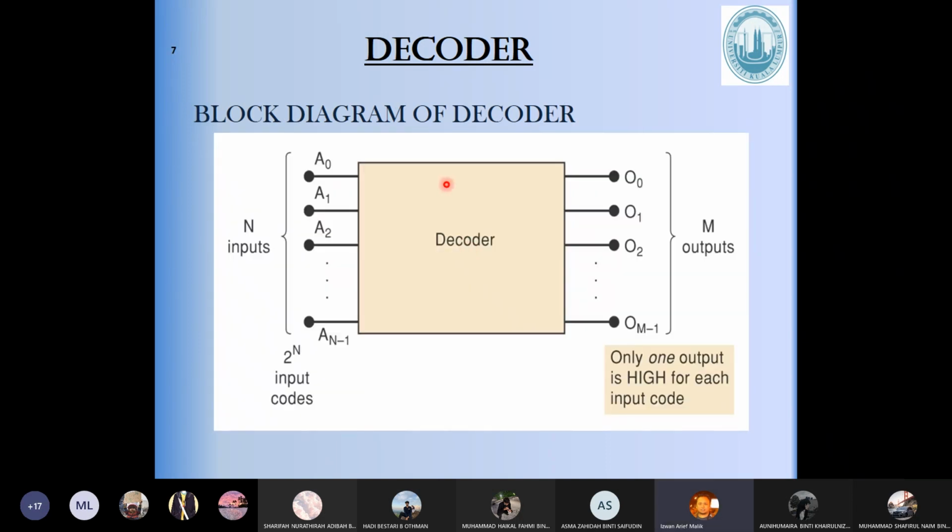Okay, so this is the block diagram of a decoder. You have a number of inputs, N inputs. Outputs is 2 to the power of N. So whatever the number of N, the number of outputs is 2 to the power of the number of inputs. Right, so for example, if you have 4 inputs, meaning that you will have 16 outputs, 2 to the power of 4. So all of the inputs will have their respective output, but the output will only be high for one output only. Okay, only one output is high for each input code.